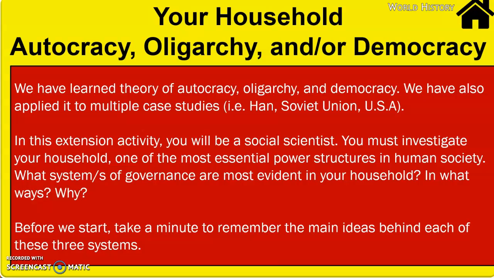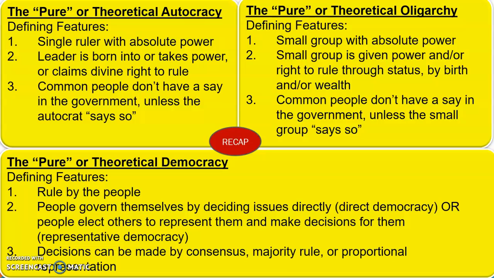In what ways? Why? Before we start, let's take a minute to remember the main ideas behind each of the three systems that we've studied. So you can always revisit this, but the idea is, right, autocracy: single ruler, born or takes power, or claims divine right to rule. Common people don't have a say in the government unless the autocrat says so.